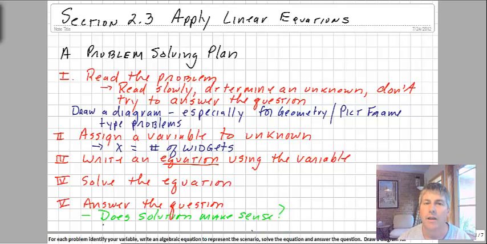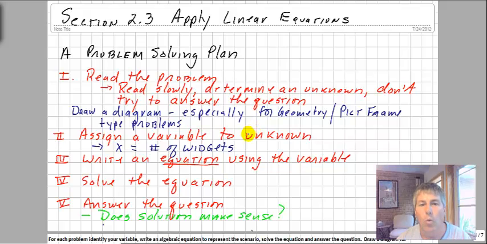Welcome back. Today we are going to apply linear equations. So we've been solving linear equations, now we're going to apply them to quote-unquote real-life situations. So that means, unfortunately for you guys, it means word problems, all near and dear to your hearts. So in solving word problems, we want to come up with a plan for solving them.